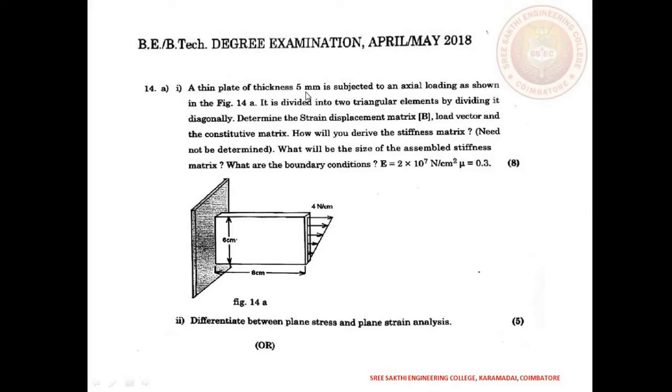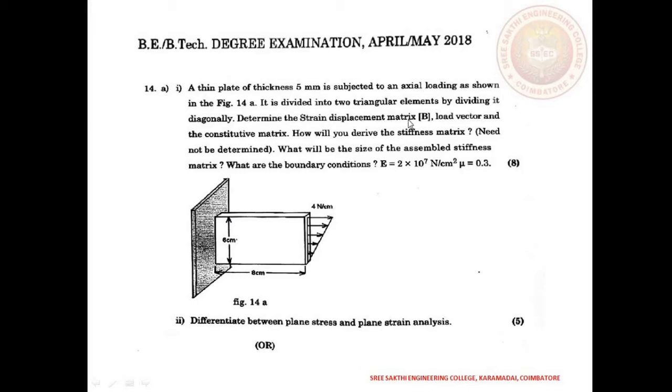A thin plate of thickness 5 mm. I already told you what the plate element is; that is a thin plate element subjected to axial loading, as shown in figure 14a. It is divided into two triangular elements by dividing it diagonally. So it is given that this plate element can be divided diagonally in order to get two triangular elements. So what are they asking?